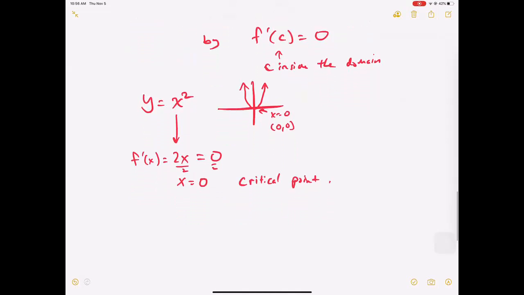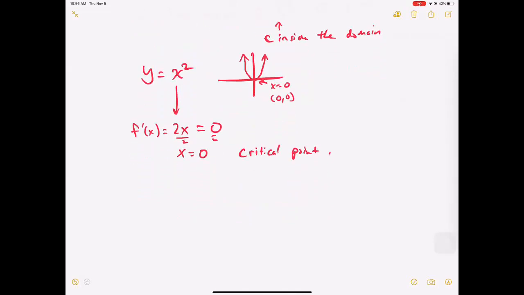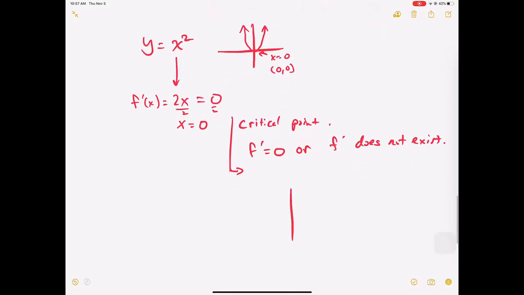Okay, so that leads us to the idea of critical points. Let's go through this definition. Critical points are when f prime is equal to 0 or when f prime does not exist. Now, why do we have to include these two ideas? f prime is 0? Sure. If the slope is 0, that's a critical point. Okay. But also when it doesn't exist.